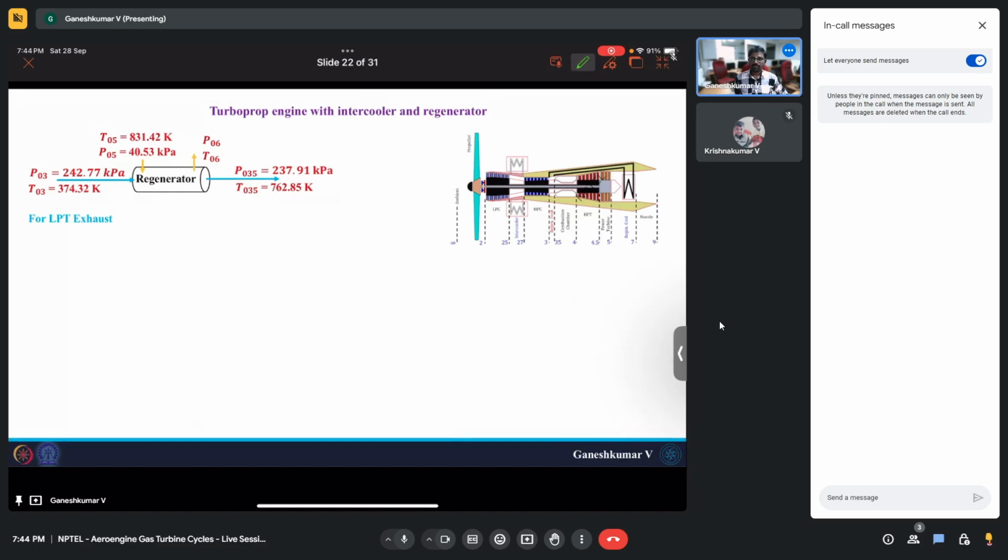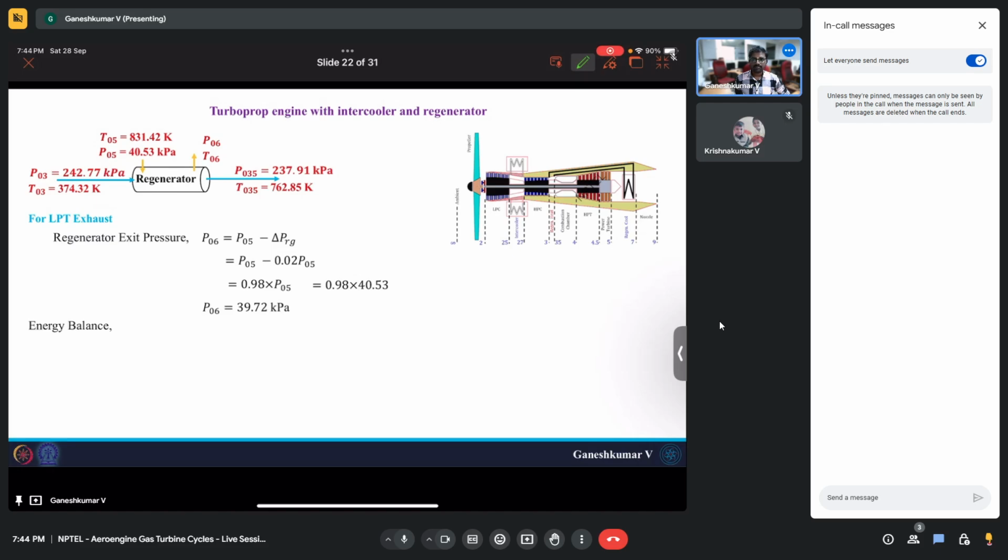All right. So yeah, and one more thing is, from the exit of the low power turbine, the exhaust gas goes to the regenerator. So this is an additional component that you need to solve. Again, the exit pressure would be a 2% loss in the pressure, and if you calculate that, you will end up having the pressure to be 39.72 kilopascal, which is less than 40.53 kilopascal.